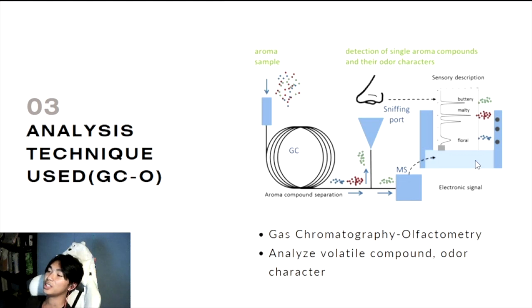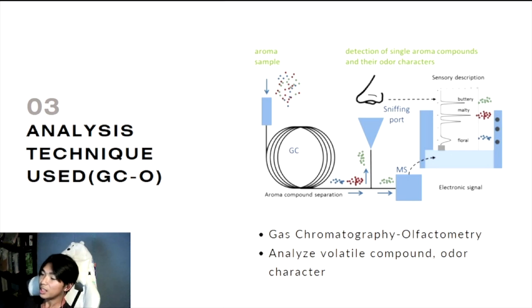Then we're going to use the technique called GCO. GCO, or the full name is gas chromatography olfactometry. It is a technique used to analyze the volatile compounds in the sample while simultaneously assessing their odor characteristics. The compounds identified through GCO were then quantitated to determine the concentration in the wine, providing insight into the aroma profile of the Shiraz wine from the Barossa Valley and Margaret River region.